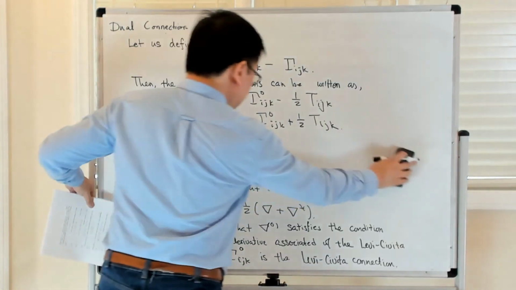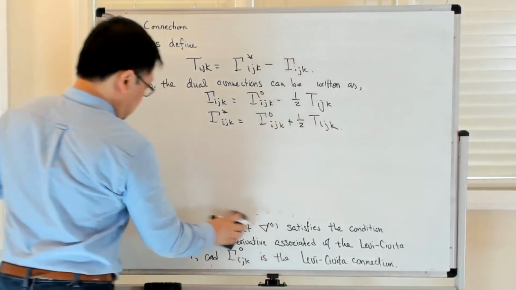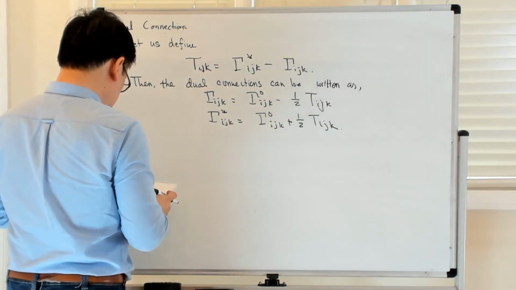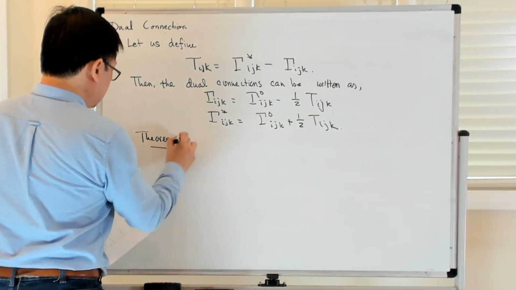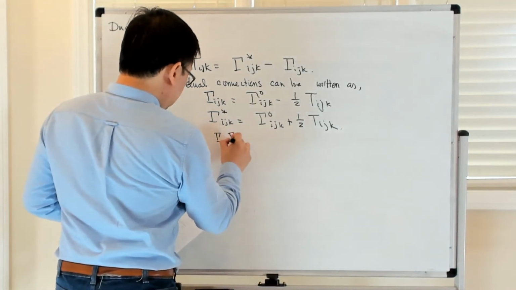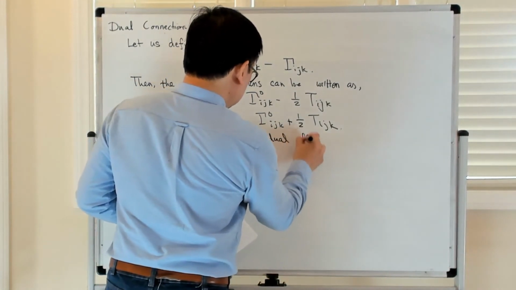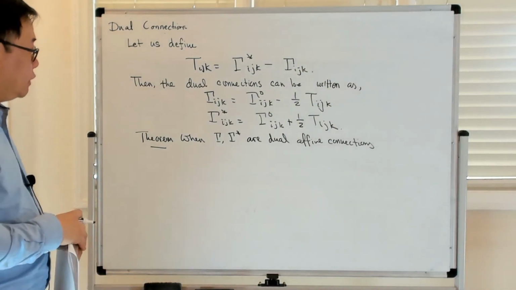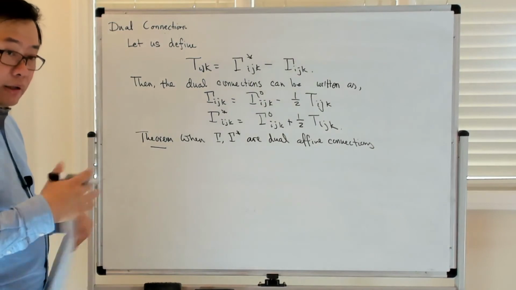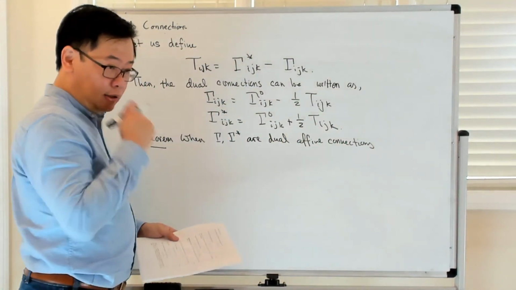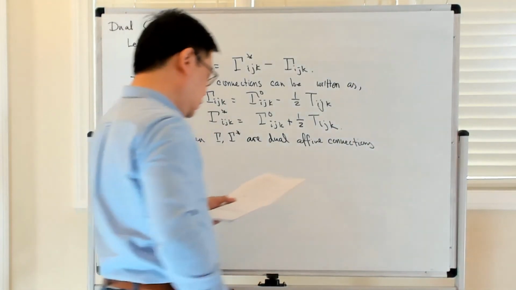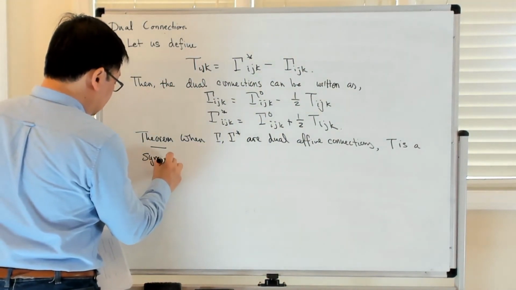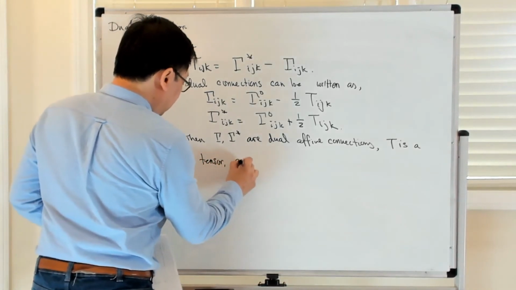And let me state a theorem about this object. This is going to turn out to be a symmetric tensor. So the theorem is that when gamma and gamma star are dual affine connections, which again, if you recall, implies that if you parallel transport one vector by one of the connections and another vector by the other connection, then their Riemannian inner product is constant. That generalizes the notion of metric compatibility to a pair of connections. Then T is a symmetric tensor given by the following.